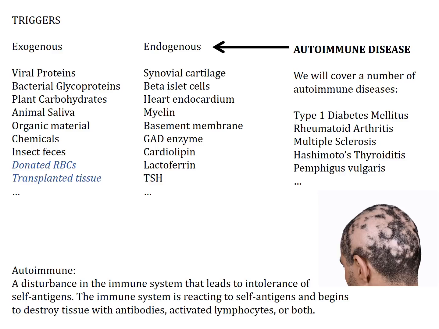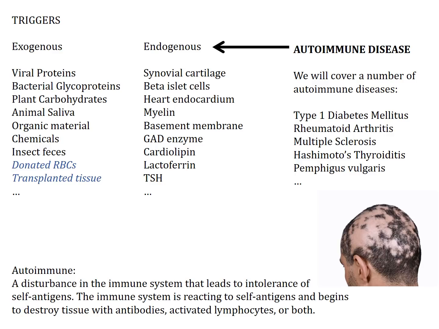So I listed some autoimmune diseases here. Type 1 diabetes mellitus, where the immune response is reacting to the beta islet cells of the pancreas. Rheumatoid arthritis, where the inflammatory process is targeting the synovial cartilage of joint. Multiple sclerosis, where the autoimmune disorder is targeting myelin of the central nervous system. Hashimoto's thyroiditis, where the autoimmune disorder is targeting the epithelial cells of the thyroid gland. Pemphigus, where the autoimmune disorder is targeting the dermal junction of the skin.